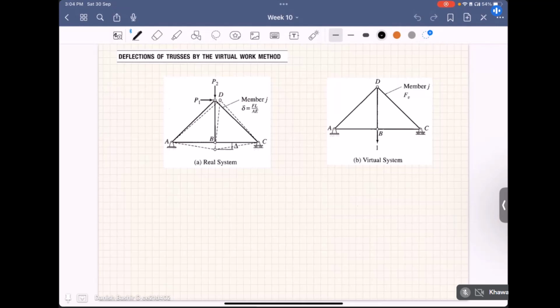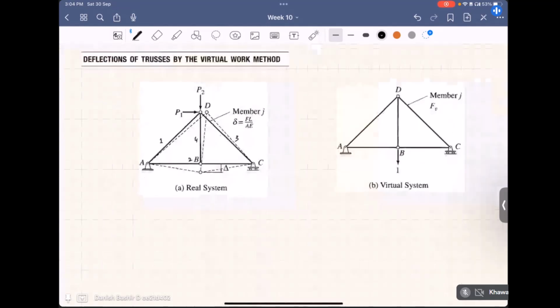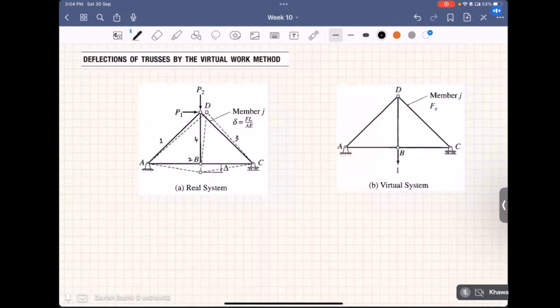Here I have shown a truss. It's actually a four member truss, A B C D, and it's pinned at the A and C supports. We have to find the deflection delta that it will undergo under forces P1 and P2. Actually, P1 and P2 are the real system of forces which are acting at joint D, and we have to determine the deflection delta here. This all happens in a real system.